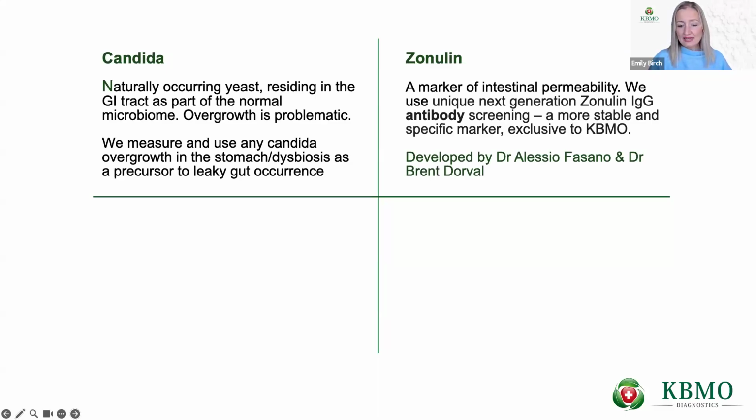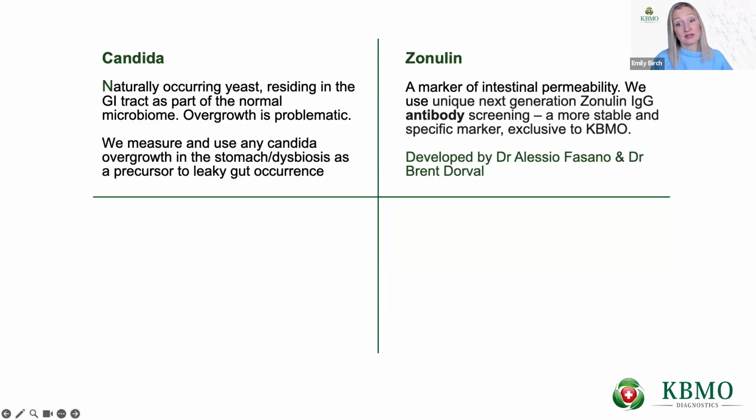So zonulin then is next up. This is a marker of intestinal permeability, okay? So zonulin is a protein involved in keeping those epithelial tight junctions tight. We use next generation zonulin IgG antibody screening. So we're testing for zonulin antibodies in the gut barrier panel, not the zonulin protein itself. This is a much more stable marker. It's much more specific and it is exclusive to KBMO and it is different to the zonulin marker that you might find in a comprehensive stool analysis.